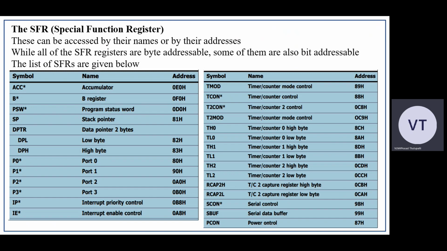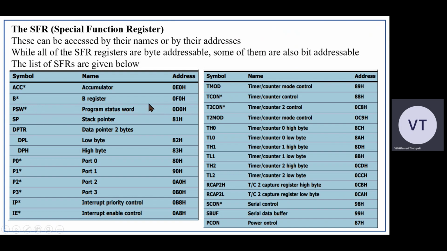A few are bit addressable, a few are not bit addressable. ACC, the accumulator, is bit addressable. The B register is bit addressable. You can refer to the B register with its name or by its address. PSW, program status word. The ones which are having stars are bit addressable. Not having stars, they are not bit addressable.